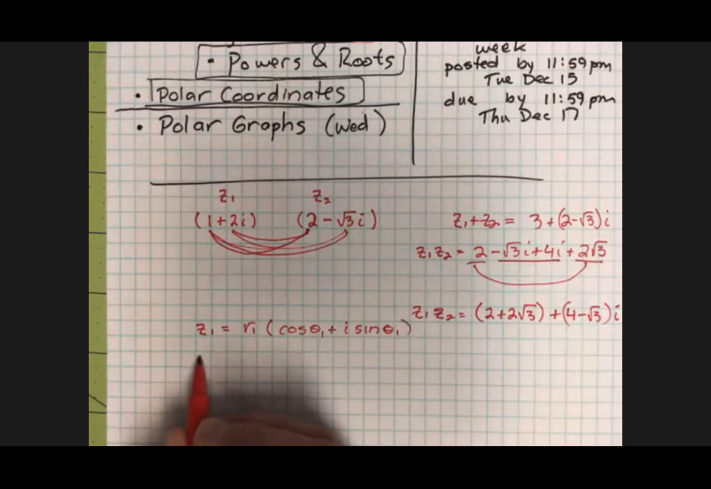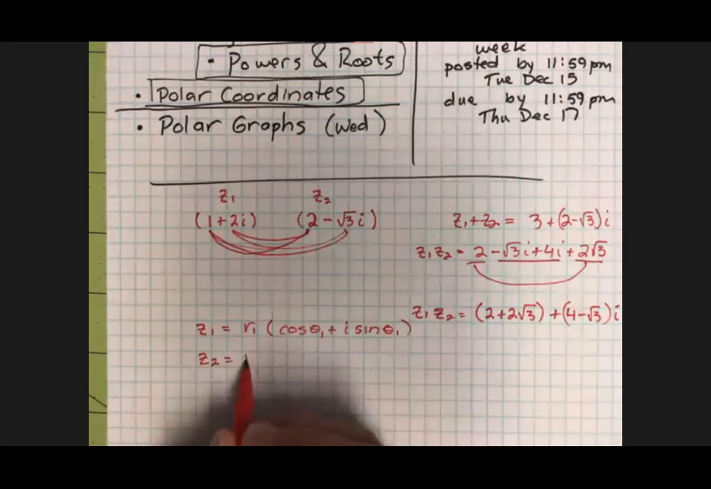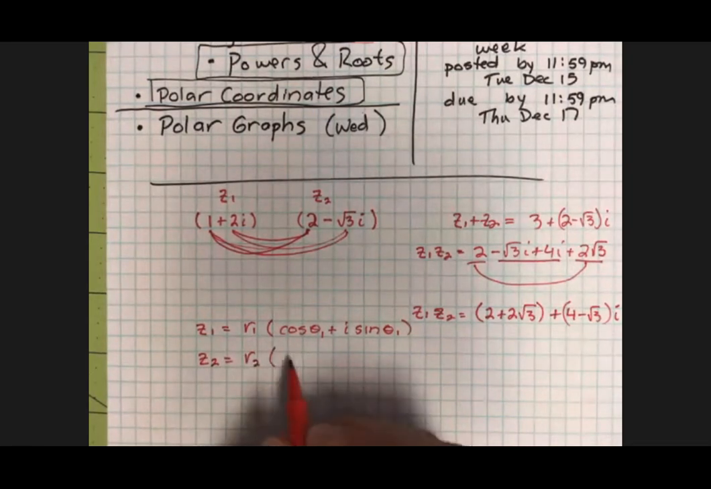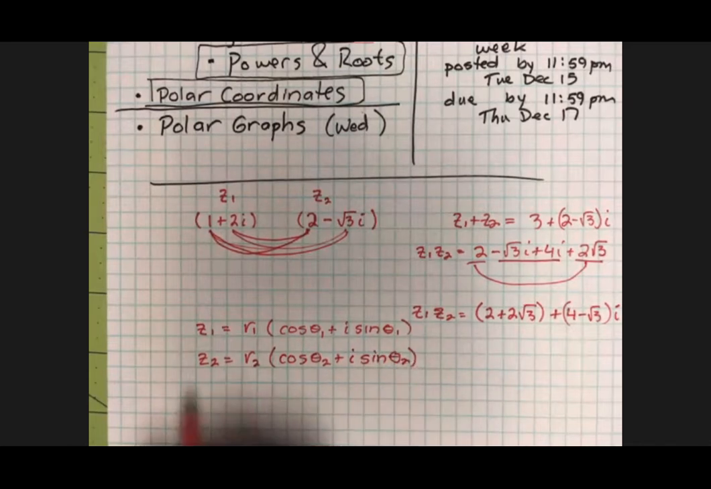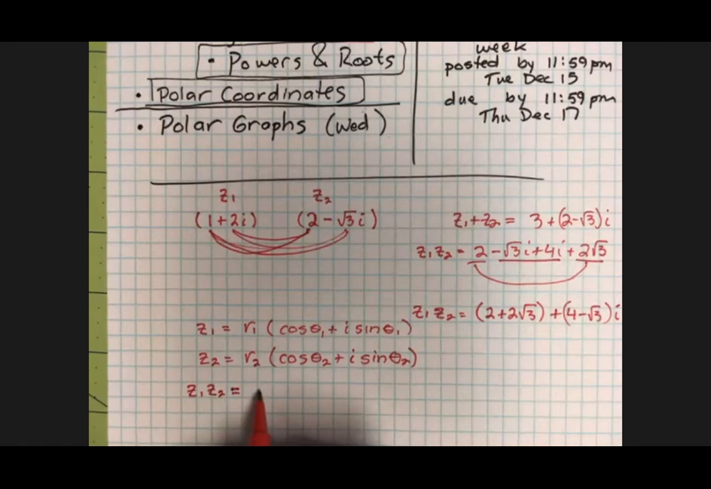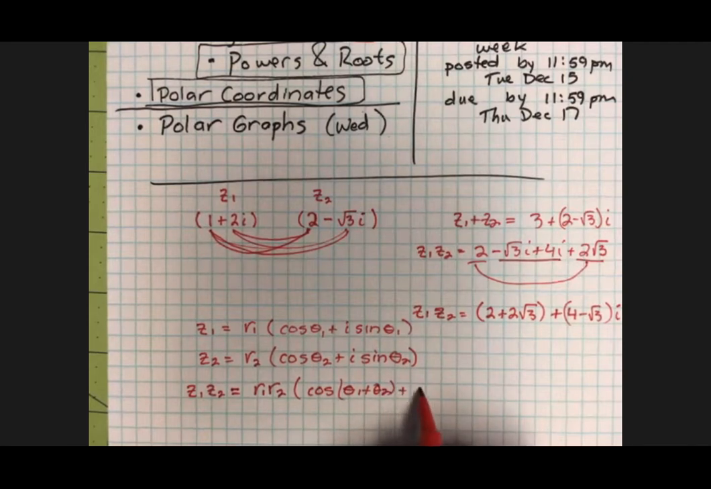So, a little bit of review here. If you have two complex numbers described in trigonometric form, the multiplication is a little easier to write. Division is a little easier to write. Z1 times Z2 will just be R1 times R2 cosine theta 1 plus theta 2 and I sine theta 1 plus theta 2.